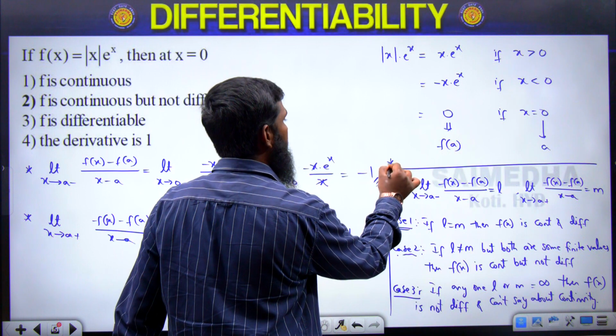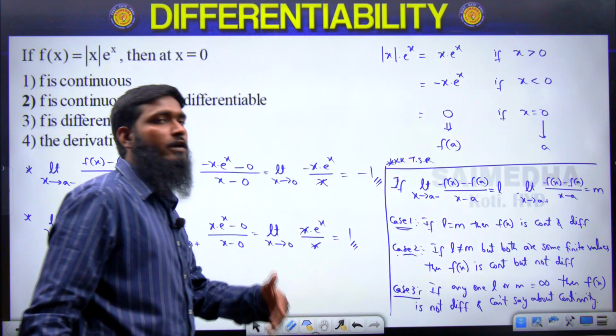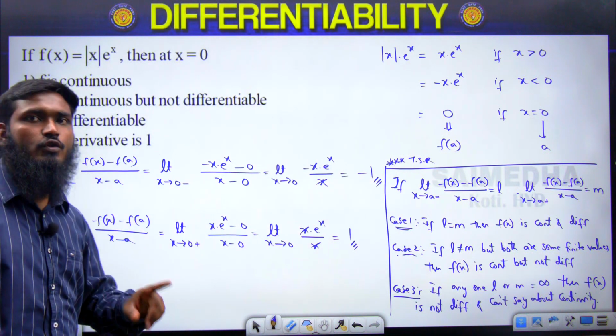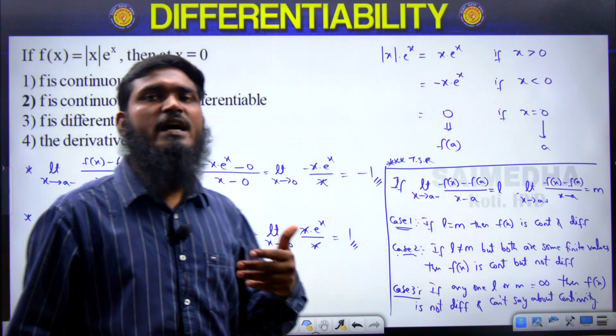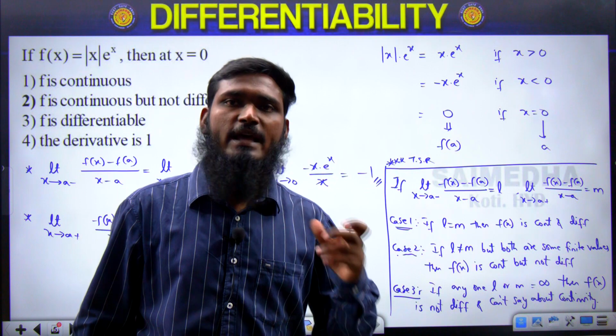This is a very important shortcut we are having. Instead of going for the continuity concept, there is no need for that. Only with the help of these 2 values can we decide whether the function is continuous and differentiable, or continuous but not differentiable. Like this we can decide.